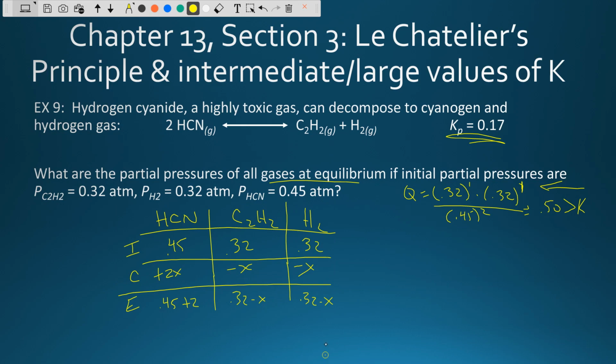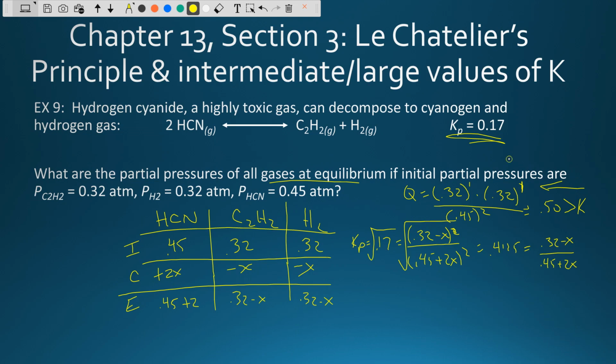So let's see. I have my Kp, that value is 0.17. That's going to equal 0.32 minus x times 0.32 minus x, so it's 0.32 minus x squared over my 0.45 plus 2x squared. Do you guys remember this trick? Since this is squared and this is squared, let's take the square root of everybody and make our lives easier. So the square root of all of those things will give me 0.4123 equals 0.32 minus x over 0.45 plus 2x.